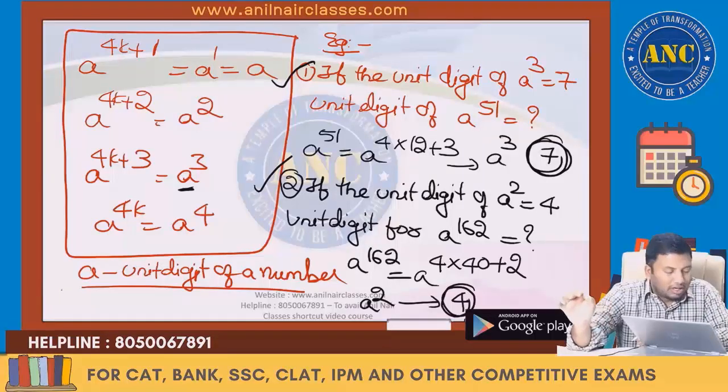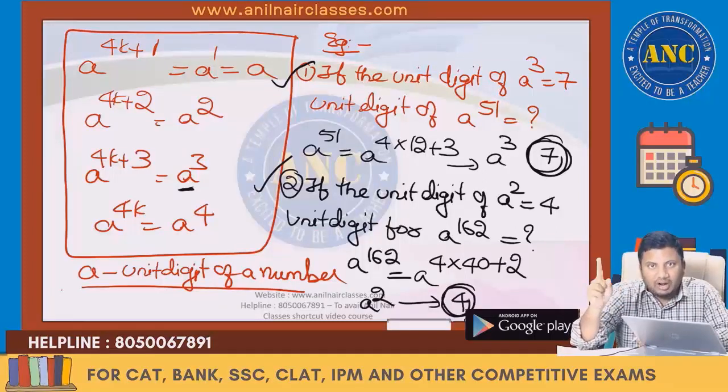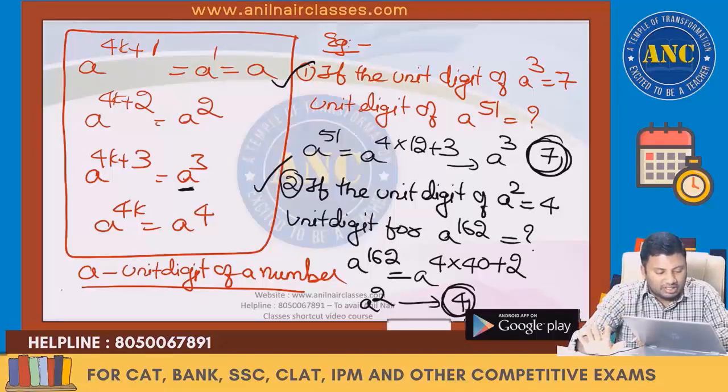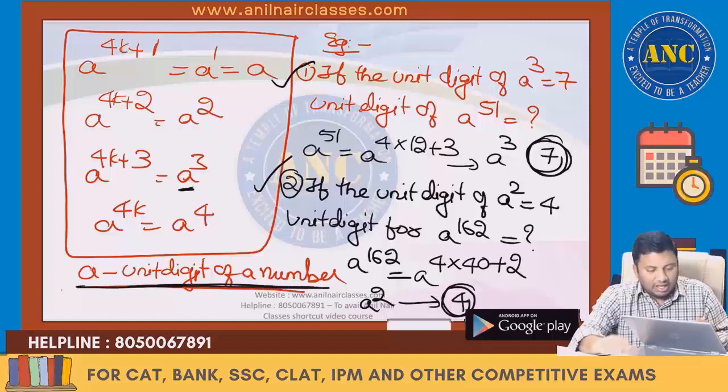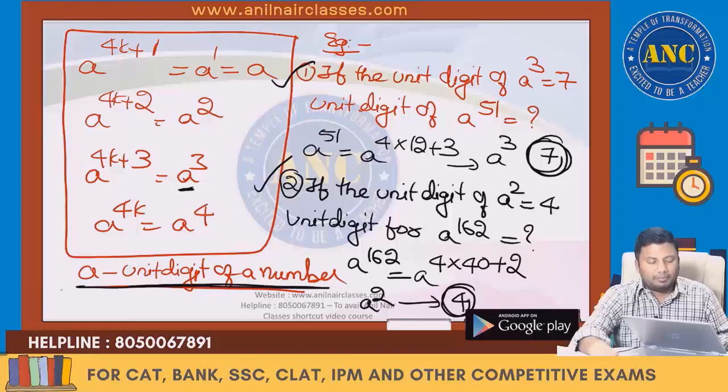A power 1 after 4 steps the unit digit will be the same. A square after 4 steps the unit digit will be the same. A power 3 after 4 steps the unit digit will be the same. A power 4k the unit digit will be the same as A power 4. What is A? A is the unit digit of a number.